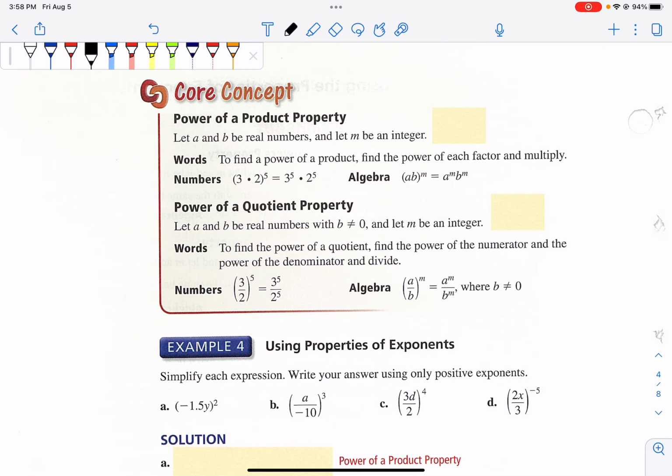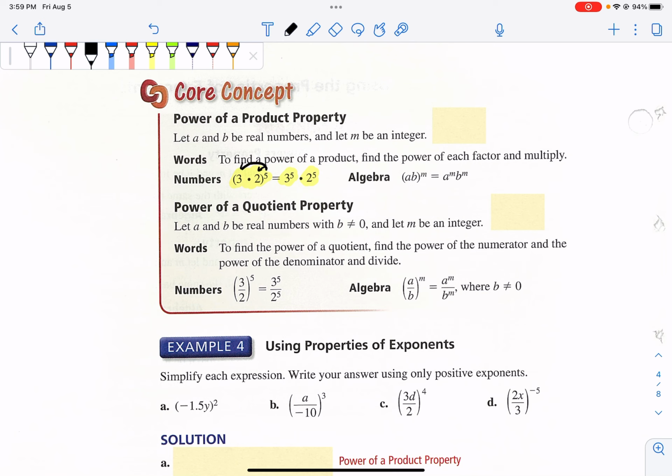If I have numbers being multiplied within a parenthesis and an exponent on the outside of the parenthesis, I have to be really careful how I say this. So look at this example right here. 3 multiplied by 2 raised to the 5th power. It says that I get 3 to the 5th multiplied by 2 to the 5th. So it's kind of like I take that exponent and I distribute it to everything that's being multiplied separately. 3 to the 5th times 2 to the 5th, okay?